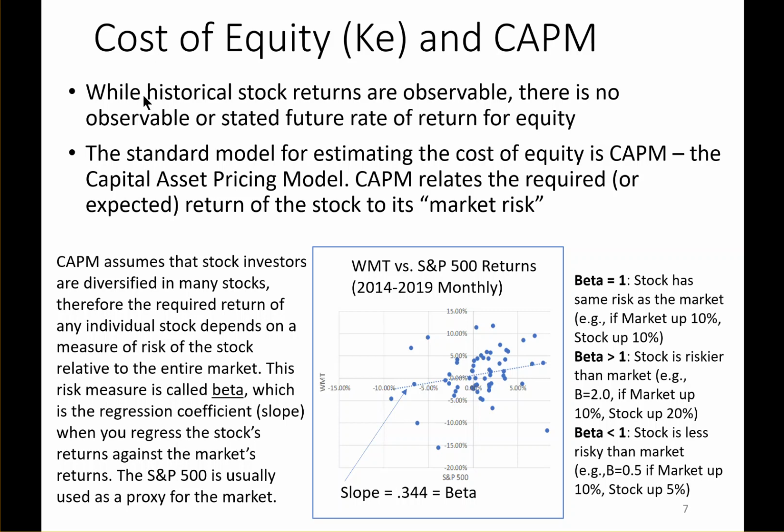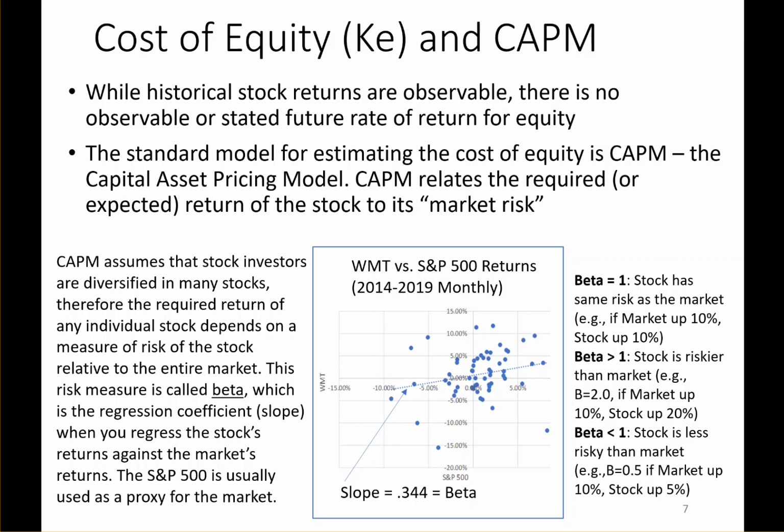While historical returns on stocks are observable, there is no observable or stated future rate of return for equity or stocks. Unlike bonds that have a stated interest rate or loans that have a stated interest rate, stocks do not have a stated rate of return. So we need a model to estimate the rate of return of a stock. The standard model for estimating that is called CAPM, the Capital Asset Pricing Model, and we're going to walk you through that model right now.